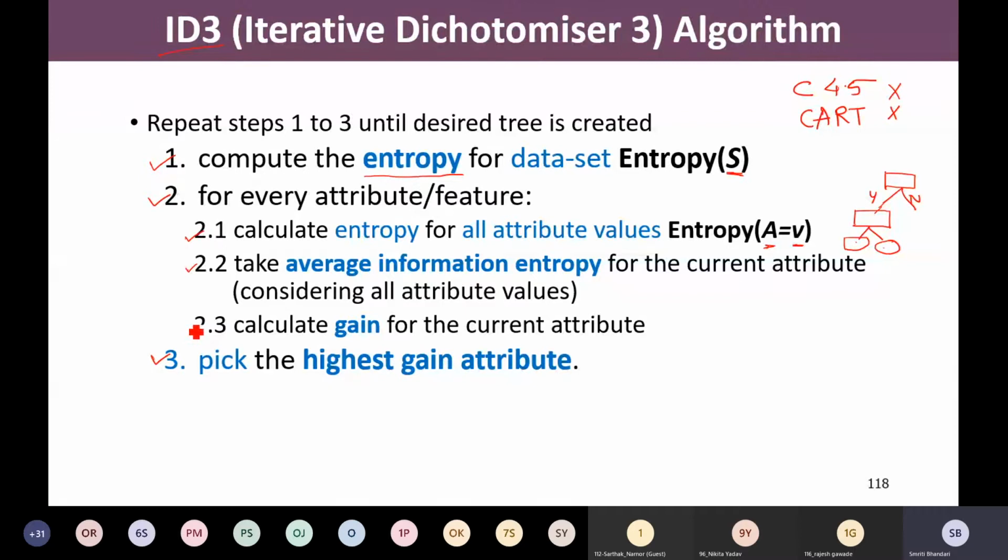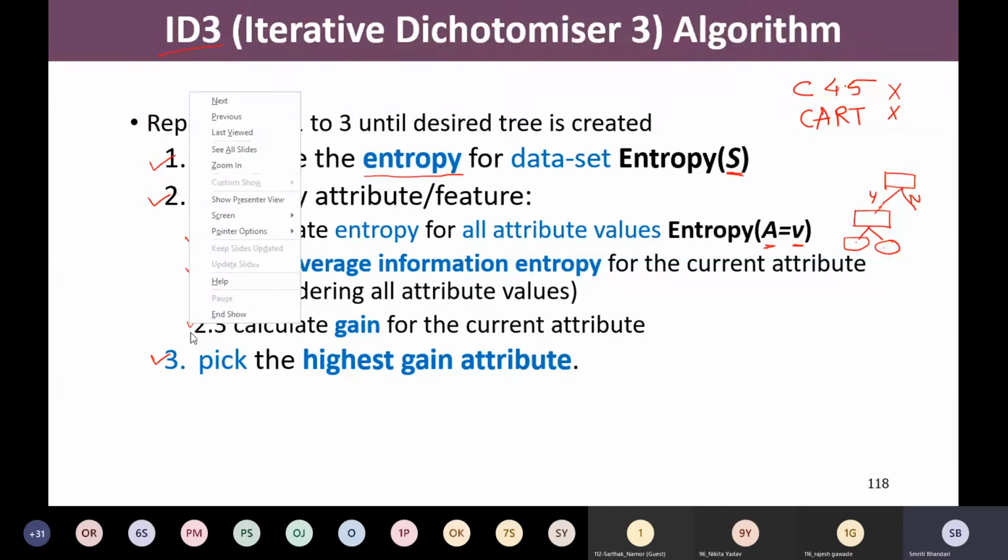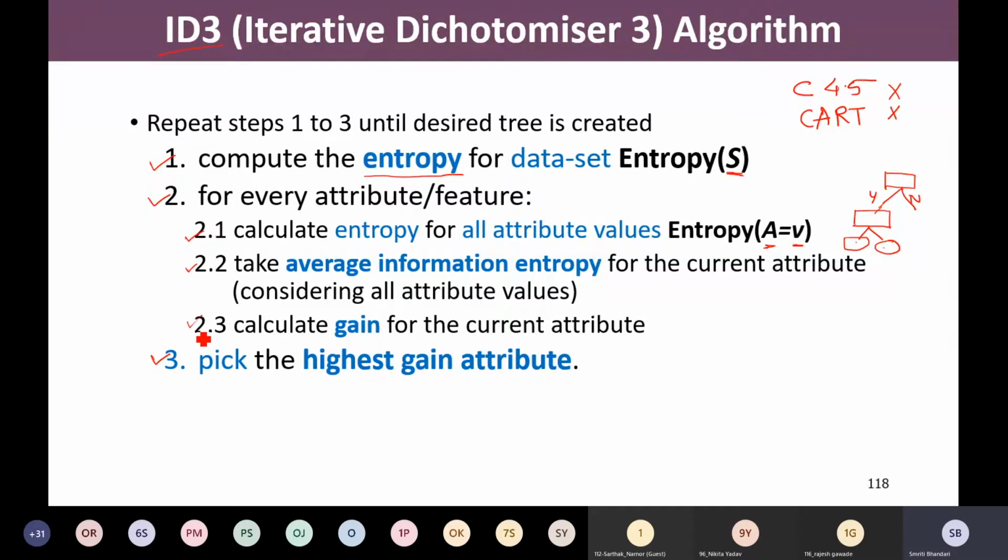In the third step, we are going to compute the gain for the current attribute. So this is the important parameter that we are going to compute, gain. For that particular selected attribute, we are going to compute the gain, right? Once again, we have a mathematical formula. I am going to discuss that.